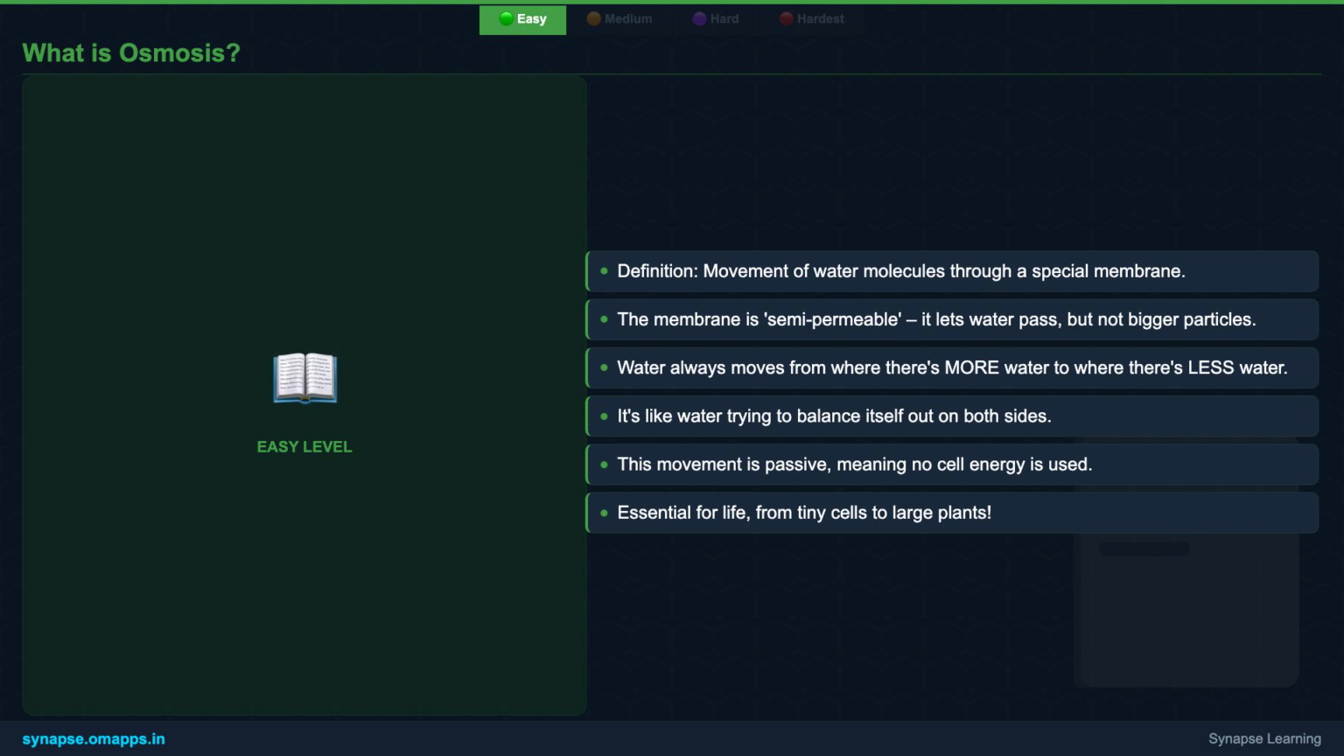The golden rule of osmosis is simple: water always moves from an area where there's a lot of water to an area where there's less water. It's like water trying to spread out and balance the concentration on both sides of the membrane. This entire process happens naturally, without the cell needing to spend any energy, making it a passive but incredibly vital phenomenon for all living things.